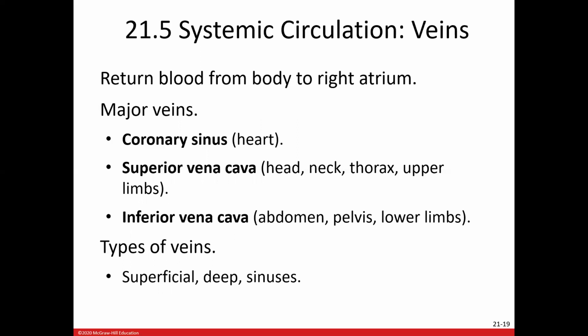And we have three types of veins themselves. We have superficial, deep, and sinus veins. So your superficial veins are the ones that are closest to the body's surface. They're generally the larger veins in your body. They're usually the ones you can see on your arms or your muscles when you're flexing. You have your deep veins, which, as the name suggests, are deeper in the body. You can't see them as readily. And then you have what are called your sinuses, which mostly exist in your heart and the cranial cavity.